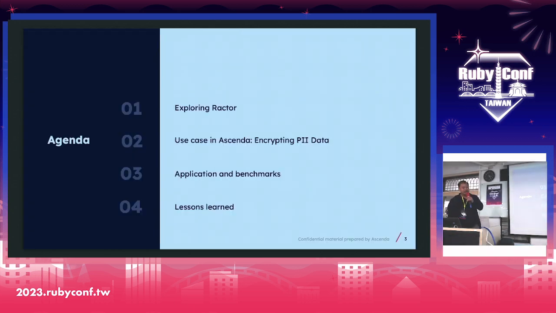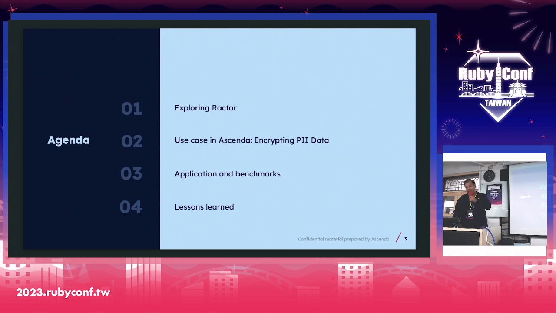So today we will first talk about Ractor, what it is. And after that we will talk about how we are using it in our center. We just tried it recently, so we needed to find a suitable use case. Currently it is used for encrypting users' personal information. Then there are some benchmarks to see the performance and some of the lessons that we learned.